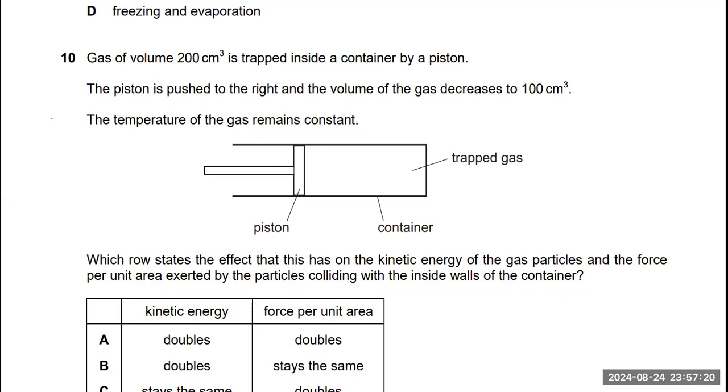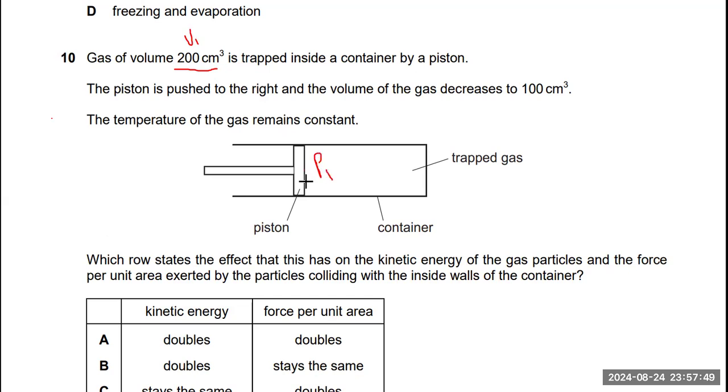Here the question is asking about the pressure exerted by the particles colliding with the inside walls of the container. This is a gas trapped in a container. This is the piston. Initially, the volume occupied by the gas is 200 centimeter cube and pressure is P1. I will write here, this is the volume V1 and pressure is P1.